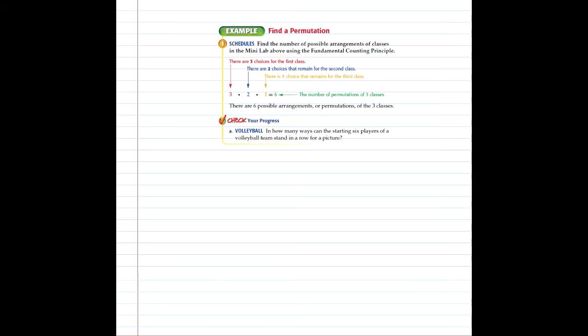Find the number of possible arrangements of classes in the mini-lab above using the fundamental counting principle. There are 3 choices for the first class, 2 choices for the second class, 1 choice for the third class. 3 times 2 times 1 is 6. That means there are 6 possible arrangements.